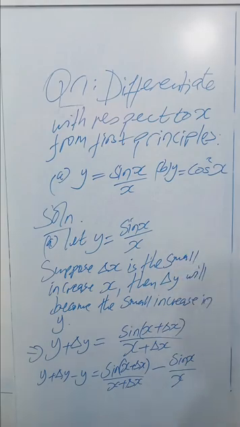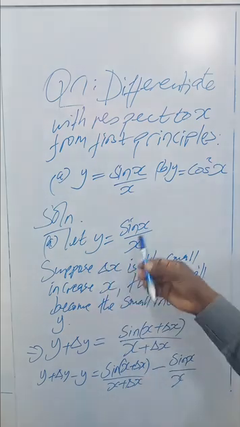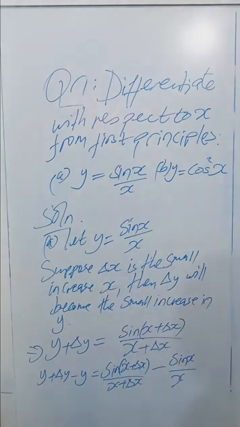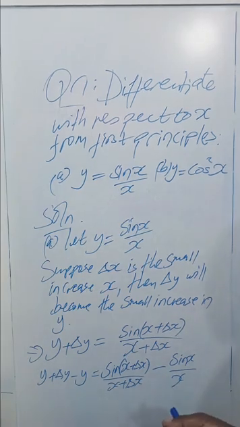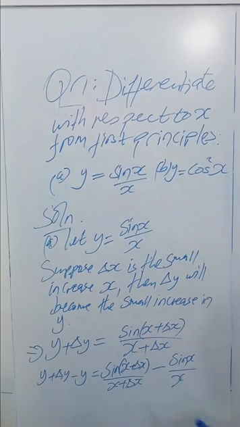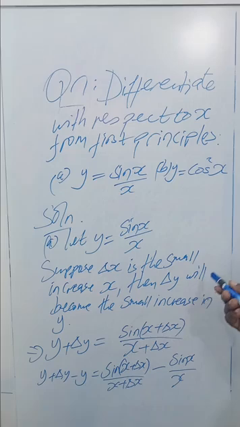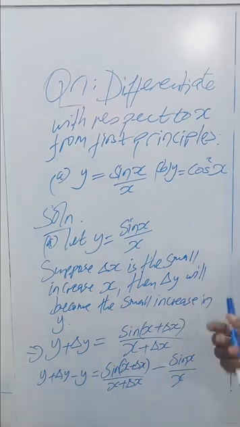Here's the math session where we're supposed to find the derivative of y equals sine x over x and y equals cos squared x. So let's start with y equals sine x over x. From first principles, there are two ways to do it. You can either use the formula or you can start from real first principles by assuming small increments.